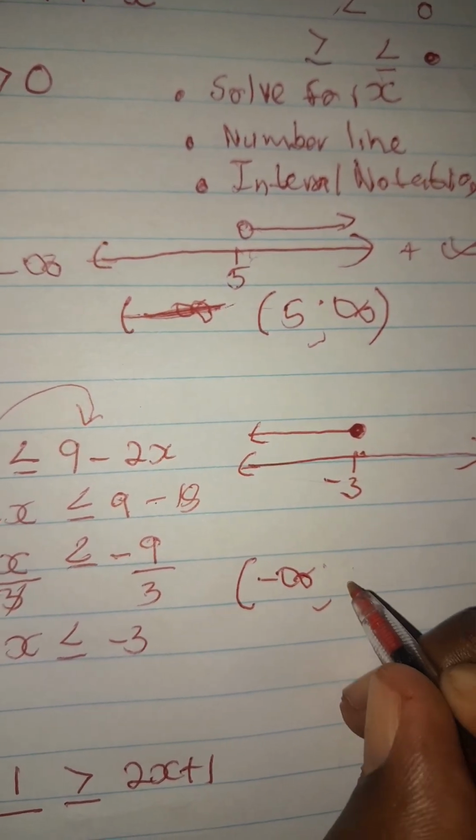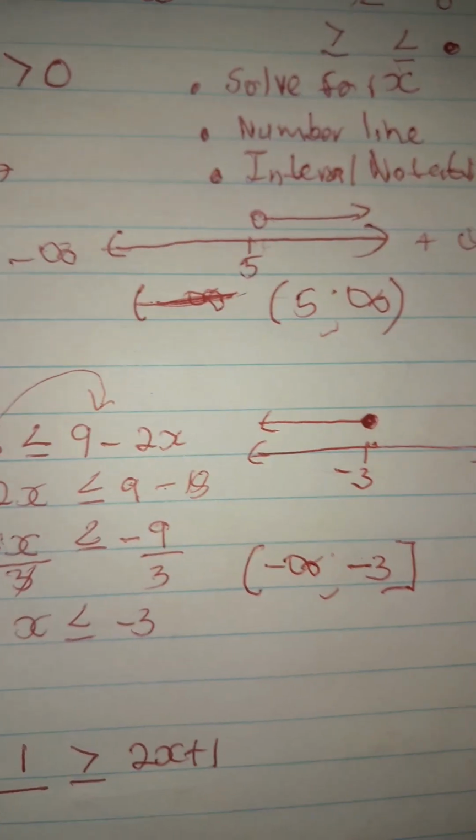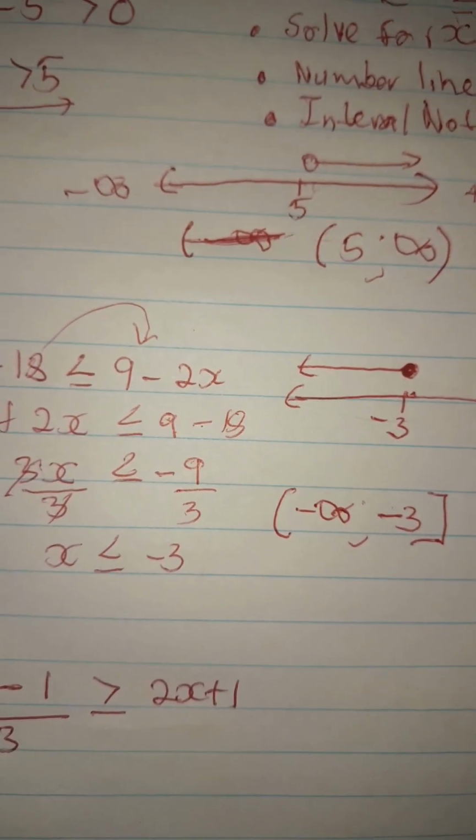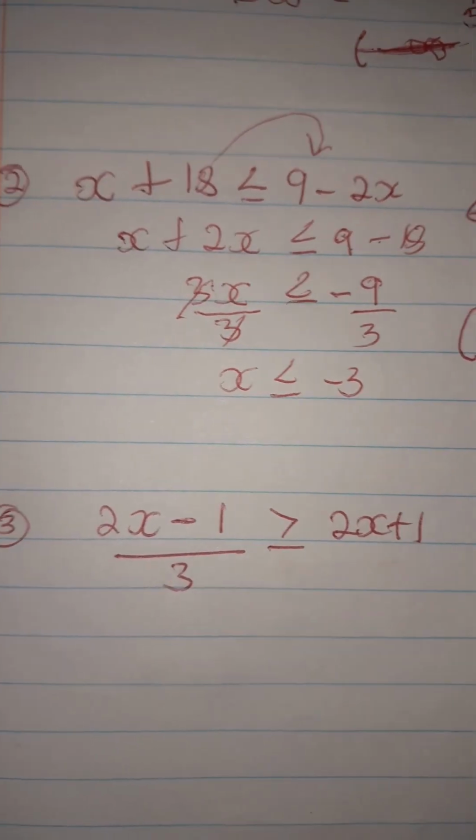And then we're going to use a -3 in a bigger bracket. Remember, since it's a closed circle, use a bigger bracket. Be very careful. Mind your decision in this case.